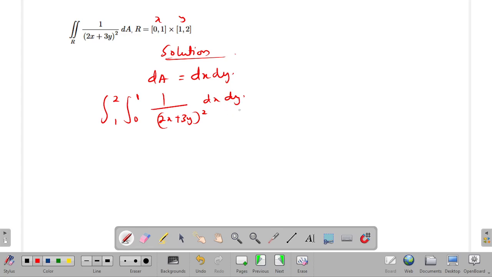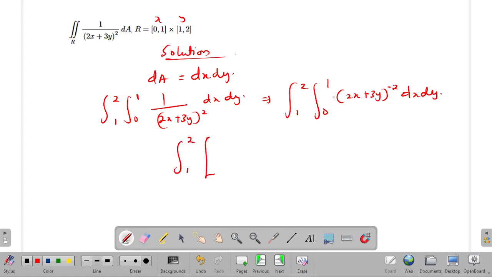This is a nice integral for us to simplify. It looks very tricky, right? So we can say this is from 1 to 2, from 0 to 1 of the expression 2x plus 3y to the power negative 2, then the x, y. At this point, I simply have to integrate this with respect to x. This is going to be a composite function. So my outer integral still remains, but my inner integral, what happens?